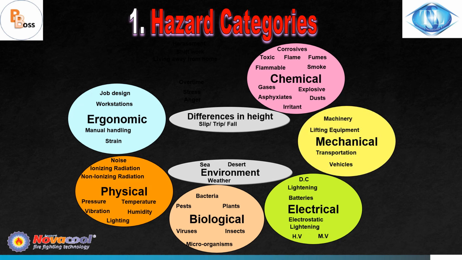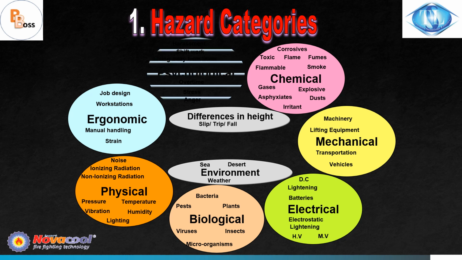Mechanical will include moving machinery, vehicles, cranes, lifting equipment, rotating machinery, reciprocating pistons. All these are under the mechanical group.